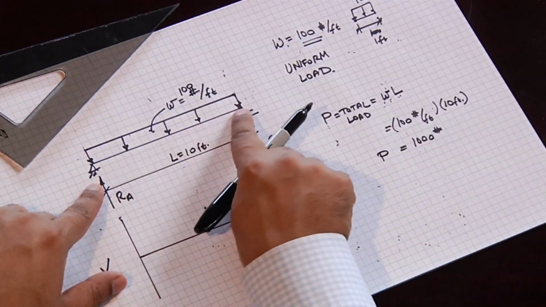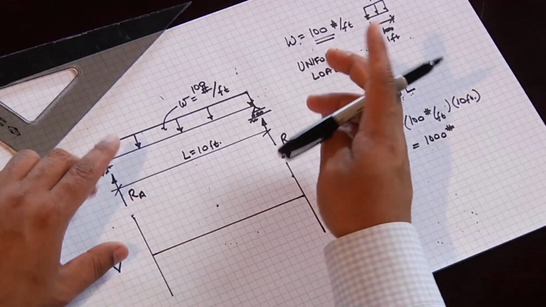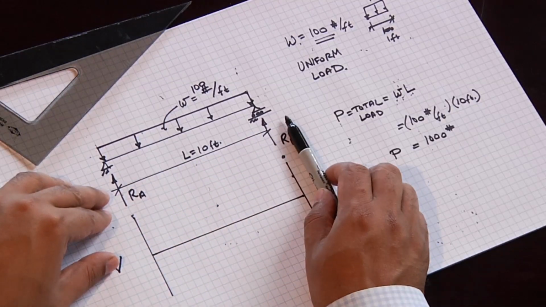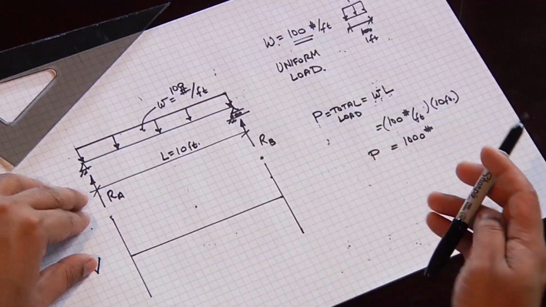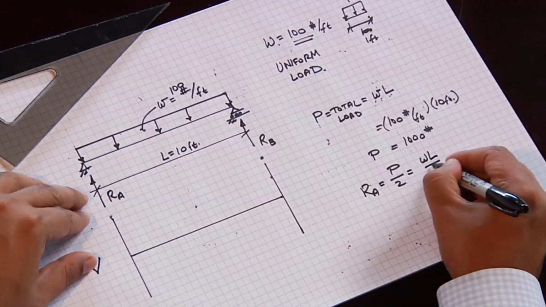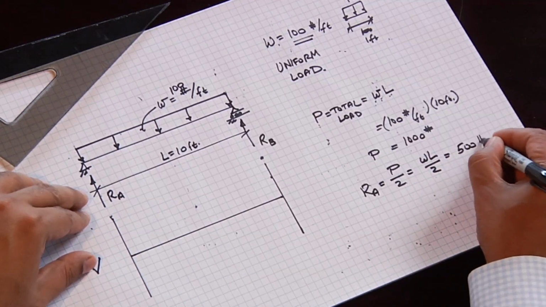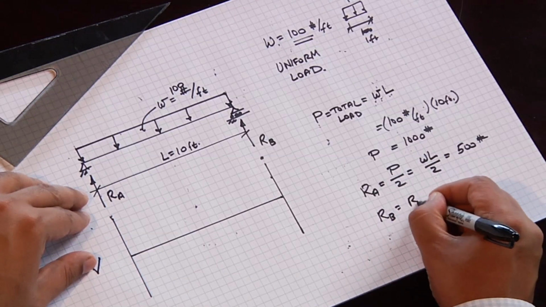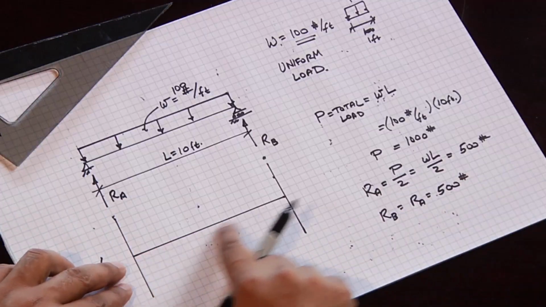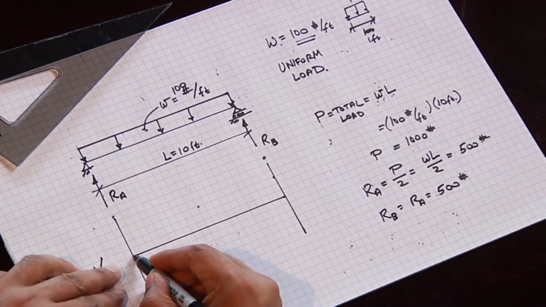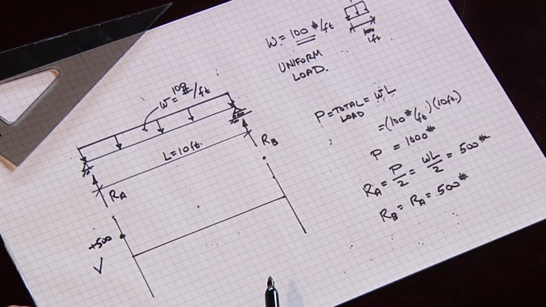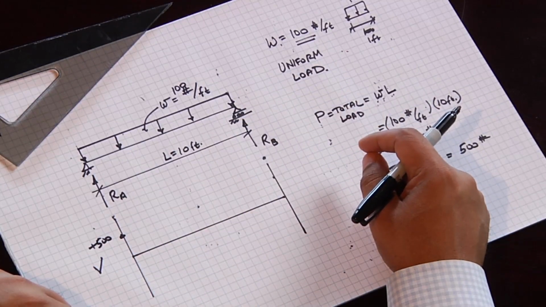Because the load is uniformly distributed, we immediately know, because it's perfectly balanced, that the two reactions are equal to each other in this simple example. So RA will equal the total load divided by 2, or WL over 2, or 500 pounds. And RB will equal RA, or 500 pounds. Now when it comes to drawing the shear diagram, we're going to start with the left reaction. We're going to go up positive, plus 500. And remember, we know that we have to always end up at 0.